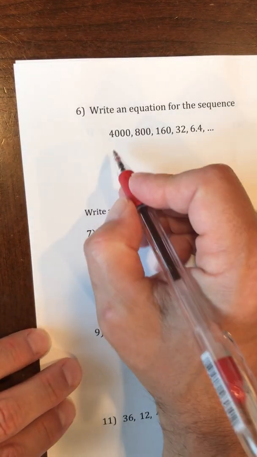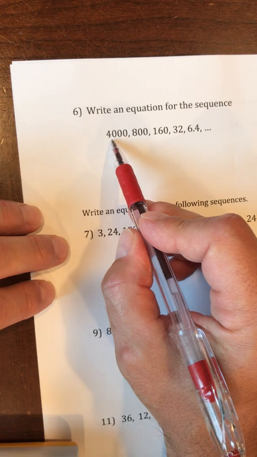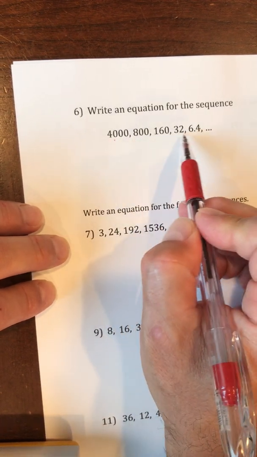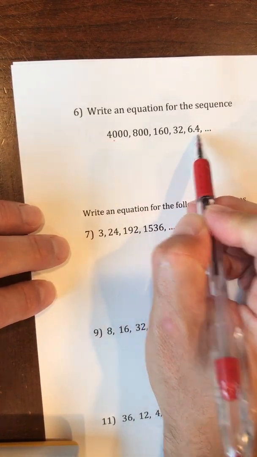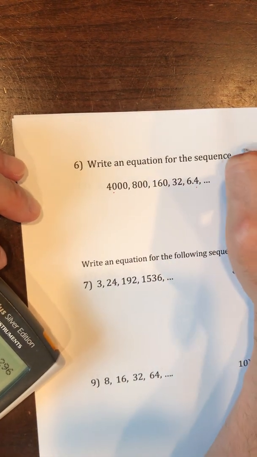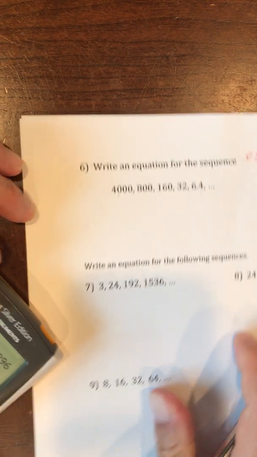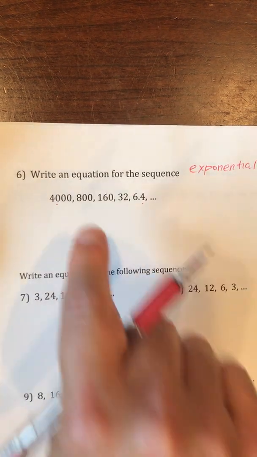Number 6. Sometimes these numbers get really big. But if you look, it starts out with a really, really big number, and then all of a sudden it's down to 6. When it decreases so fast like that, this should be an indication that it's exponential, which means it's a geometric type.